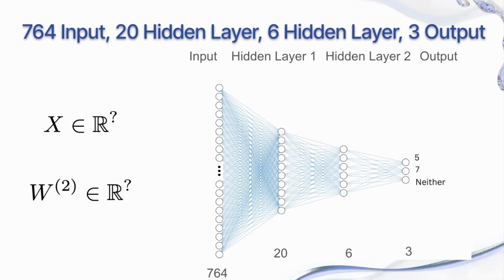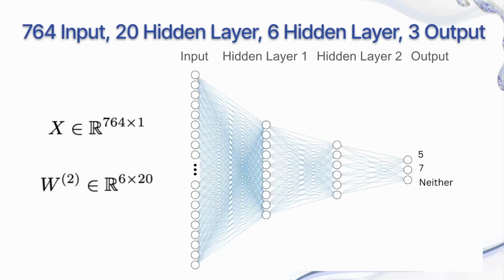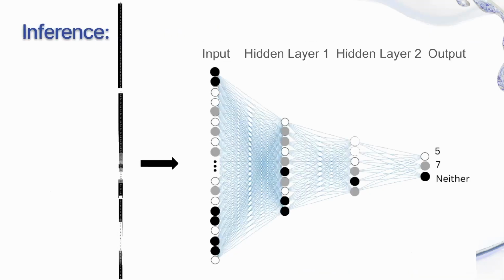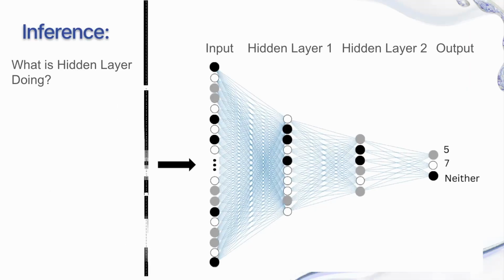And our x is 764 by something. Here, I would just say it's by 1. And what we're doing during inference time is we're taking this huge stack and putting it in here, and at the end, we're trying to figure out whether it's 5, 7, or neither of them.